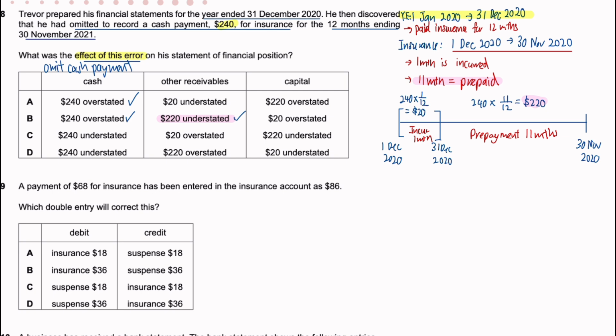So how to calculate capital? So we can see the overall change first. So we can write down cash. Cash is overstated by 240, and then other receivable is understated by 220. So the overall effect on the capital is 240 minus 220, so the overall change is that you overstate 20. Okay, so yeah, so this is your capital. Okay, so B is the answer.